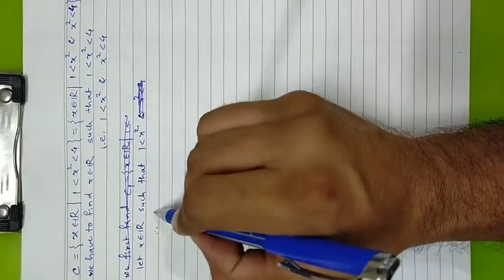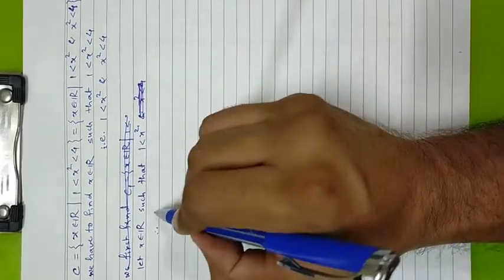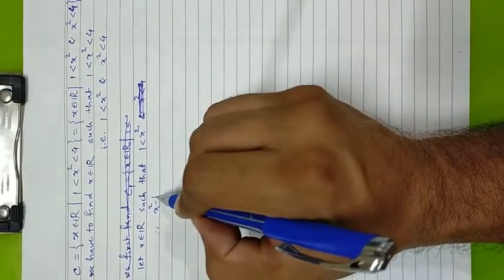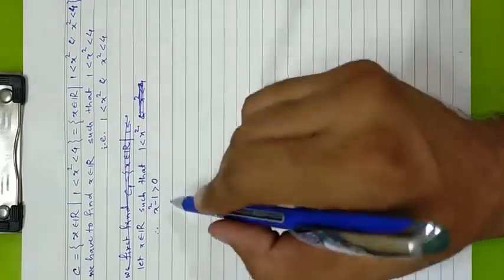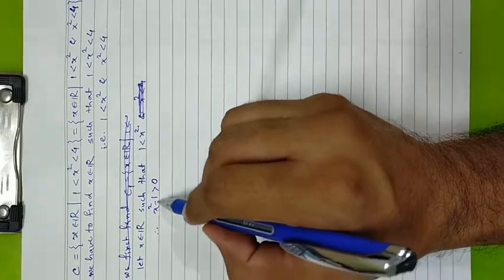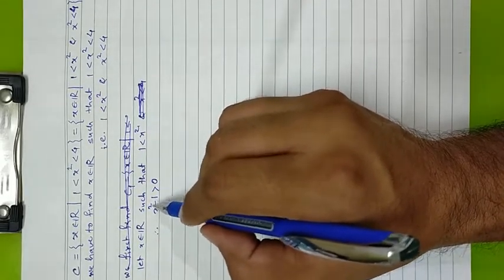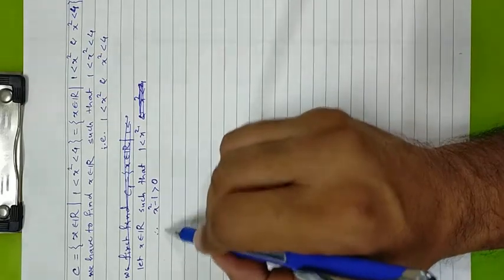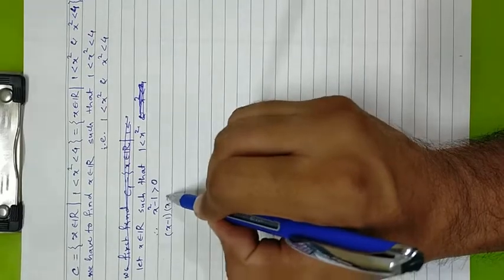Therefore, 1 is less than x square means I can write it as x square minus 1 should be greater than 0, right? Now this is a polynomial of degree 2, so I can factor this polynomial as x minus 1 into x plus 1.